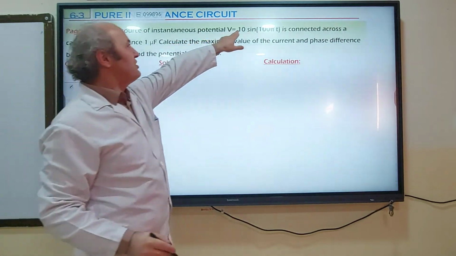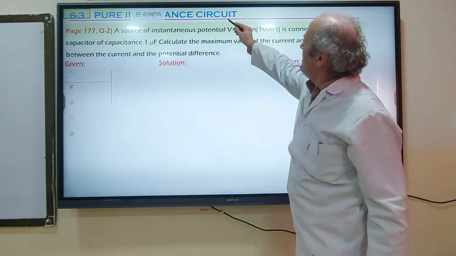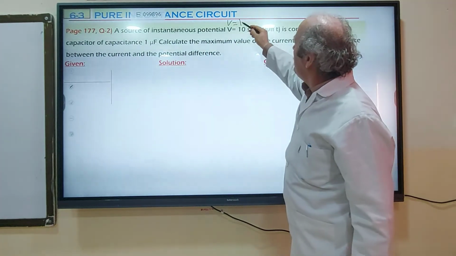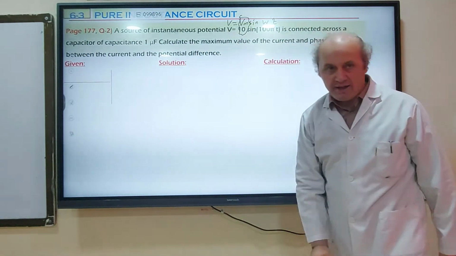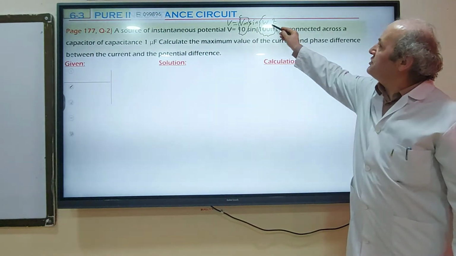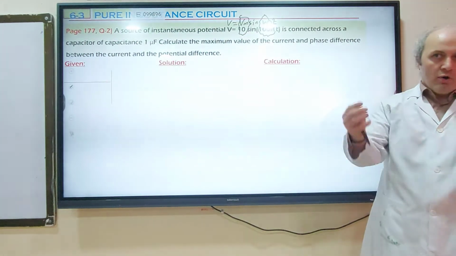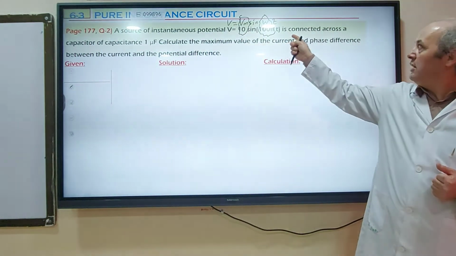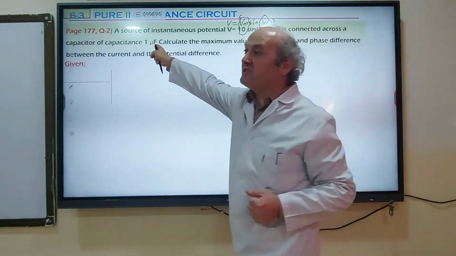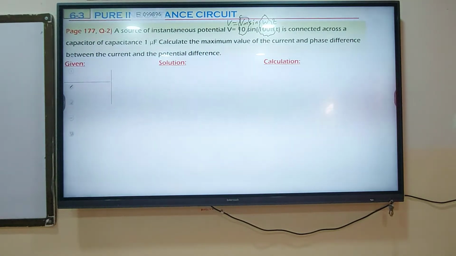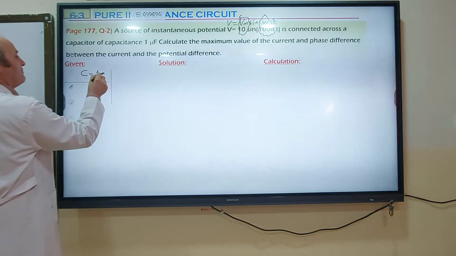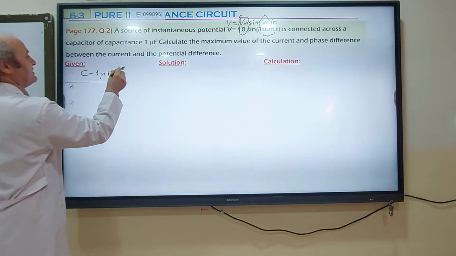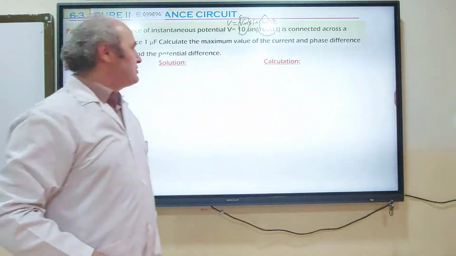A source of instantaneous potential difference, the generator's potential difference, is given. V equals, what is the generator equation? Vm sine omega t. I know what Vm is in here, which is 10. I know what omega is, which is 100 pi. So these are obtained from the generator equation. It's connected across a capacitor of capacitance. Now capacitance is given as 1 microfarad. So microfarad must be converted to farad by multiplying by 10 to the power of -6. So let's write it. C is equal to 1 microfarad, which is equal to 10 to the power of -6 farad. So when we need, we will use this.